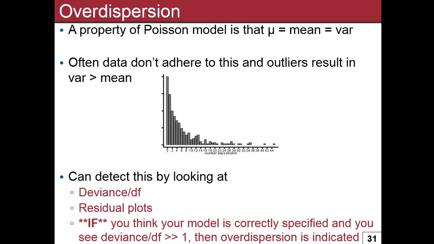How do we detect it, and what do we do about it? Is kind of the two pieces here. One piece is actually by looking at your deviance over degrees of freedom, and the other way to do it is by looking at residual plots.